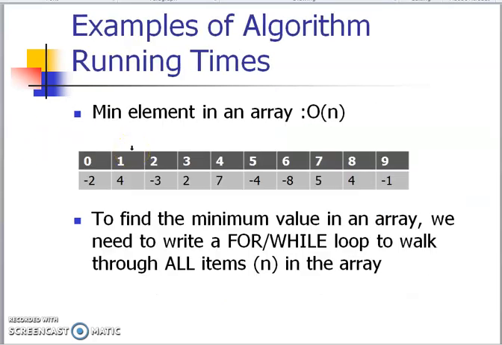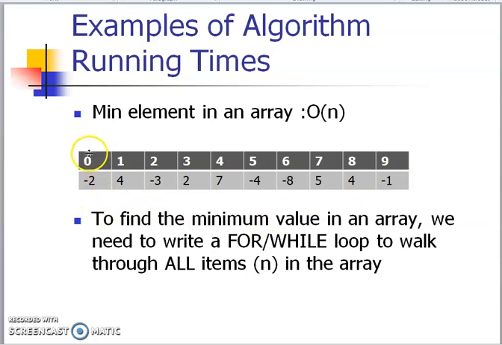And the first example is something you already know. When we try to run finding the minimum element in an array, and this array is a regular array, it's not sorted, it's pretty straightforward. So in order to find the minimum value in an array, we need to use a loop to go through every single item and then find the minimum one. Whenever it finds a smaller one, it will replace.